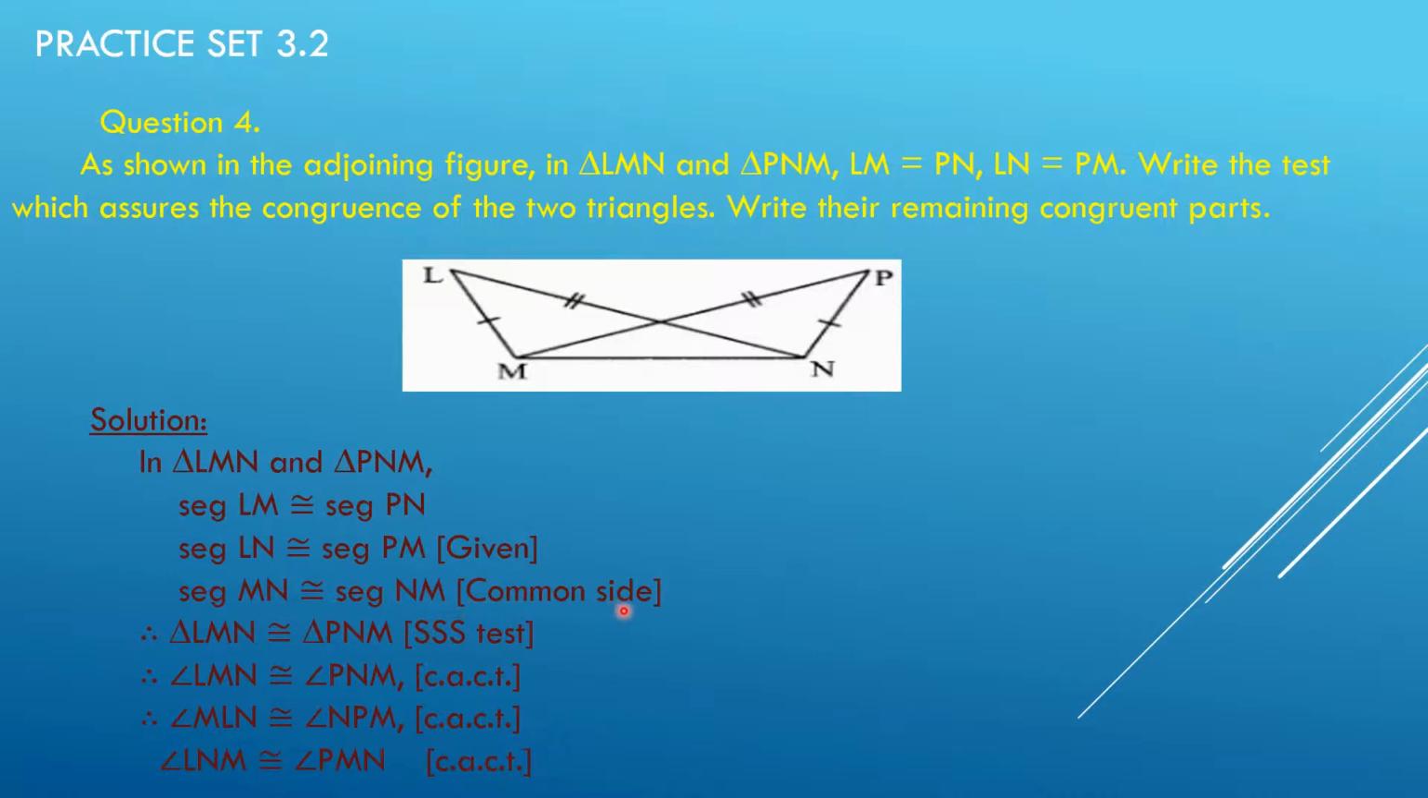Therefore, by which condition are these two triangles congruent? By SSS test, triangle LMN congruent to triangle PNM. And which are the remaining congruent angles? Angle LMN congruent to angle PNM by CACT, and angle MLN congruent to angle NPM, there also CACT, and angle LNM congruent to angle PMN, there also by CACT.